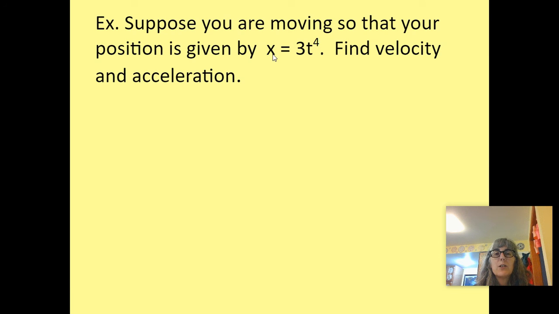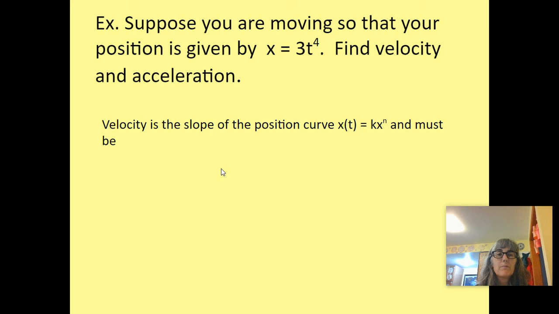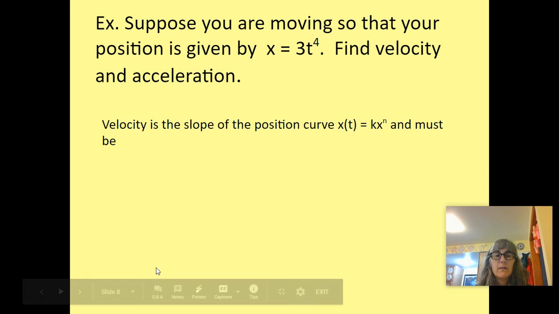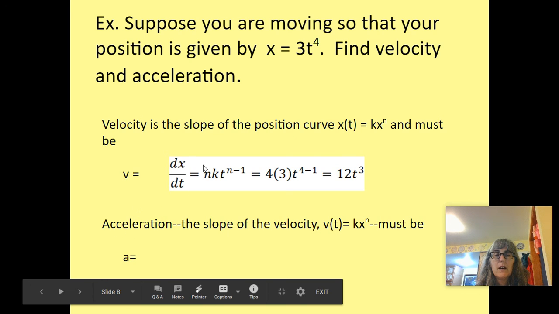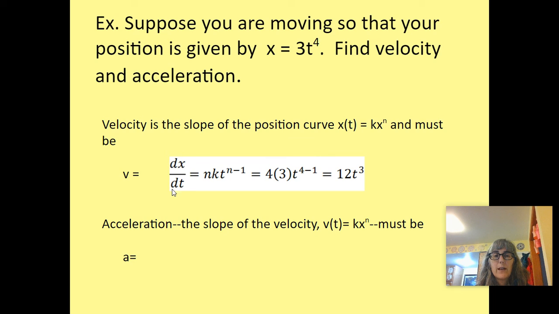We're moving so that our position is given by 3t to the 4th. We want to find velocity and acceleration. So velocity is the slope of position, or the derivative of the position curve, so we take the derivative of x with respect to t. So we have 3t to the 4th. We're going to multiply by 4, so that's 4 times 3, and then we're going to reduce the power by 1. So it's going to give us 12t to the 3rd. That gives us the speed at any time t.